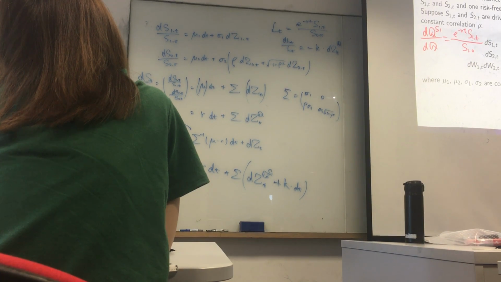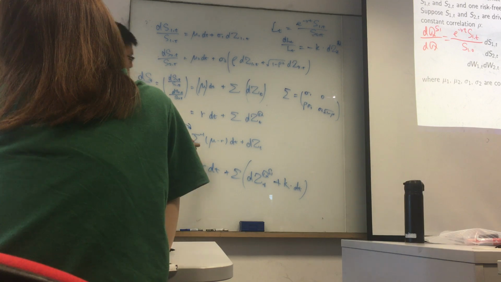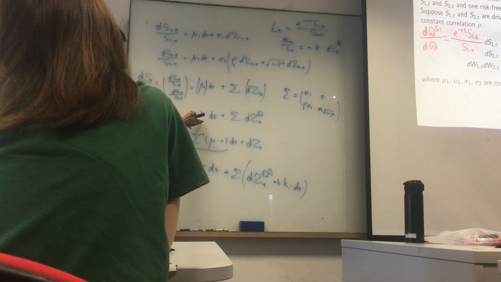If you check your lecture notes, in the univariate case, this number is mu minus r over sigma. In the multivariate case, it's just sigma inverse times mu minus r. Formally, it's still the same because it's one over sigma, and the inverse means the same thing. So that's dZQ, the dynamic on the Q.